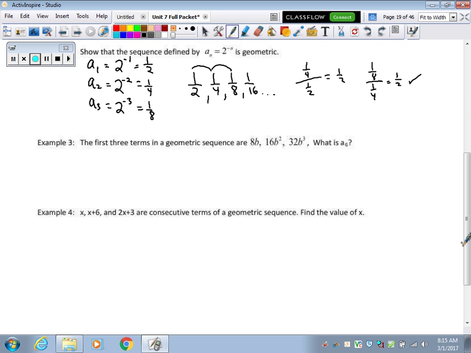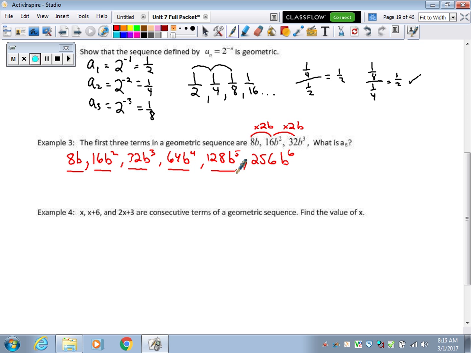Okay, what about this pattern? We're going from 8 to 16. That's times 2. We're going from b to b squared. That's times b. And this is also times 2b. Okay, so to find the 6th term, for this one, it's probably just as quick for me to do it by hand. So times 2, times 2, times 2. How many am I doing? This is 1, 2, 3, 4, 5, 6th term. So that's it.